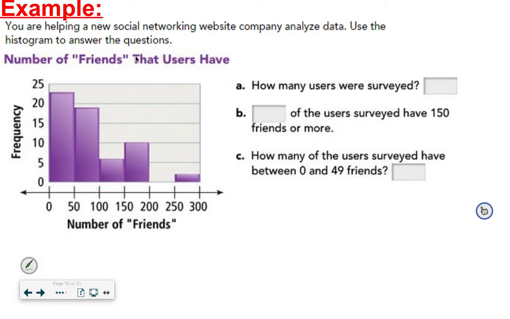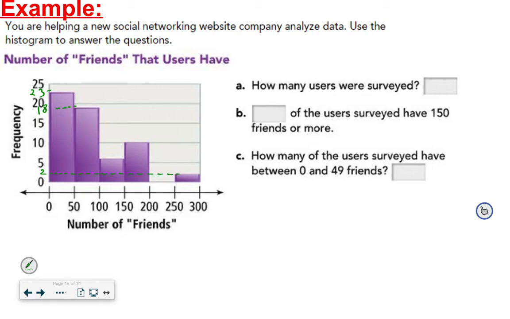In this example, you are helping a new social networking website company analyze the data. Use the histogram to answer the question. So this is 23, this is going to be 18, and this is going to be 2. These are the number of the people who have different number of friends.